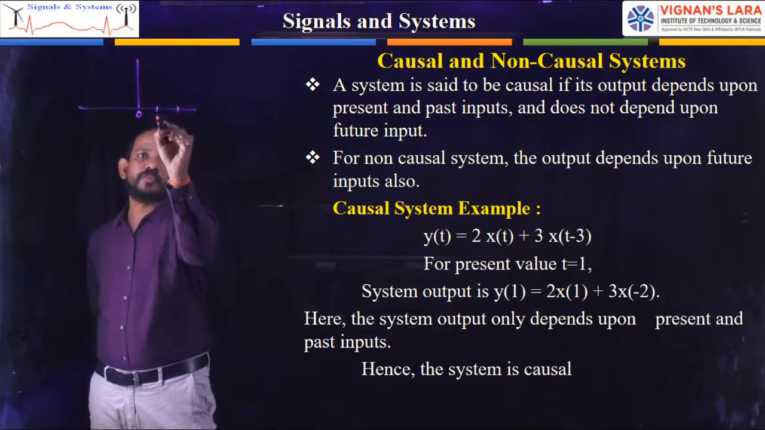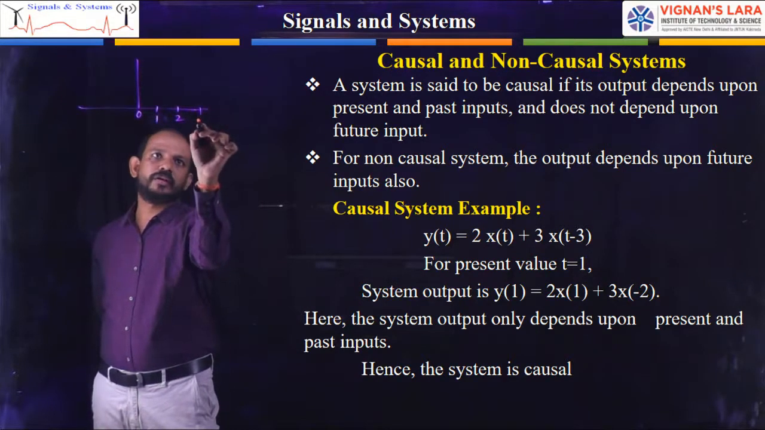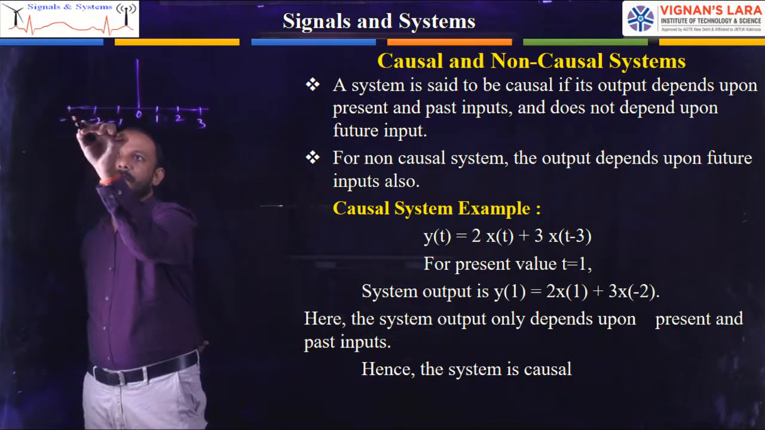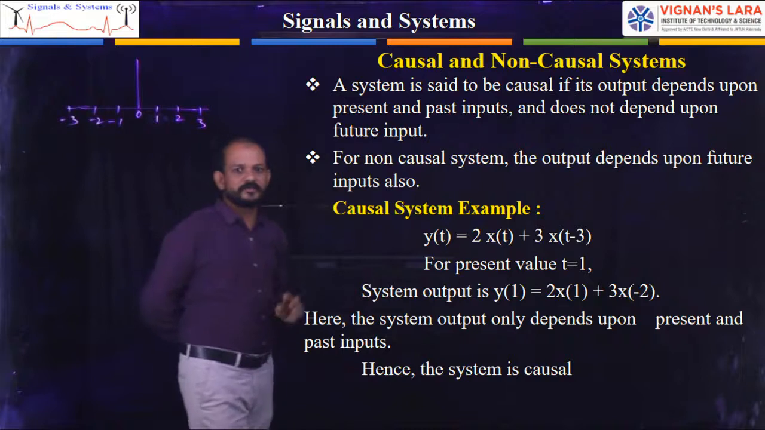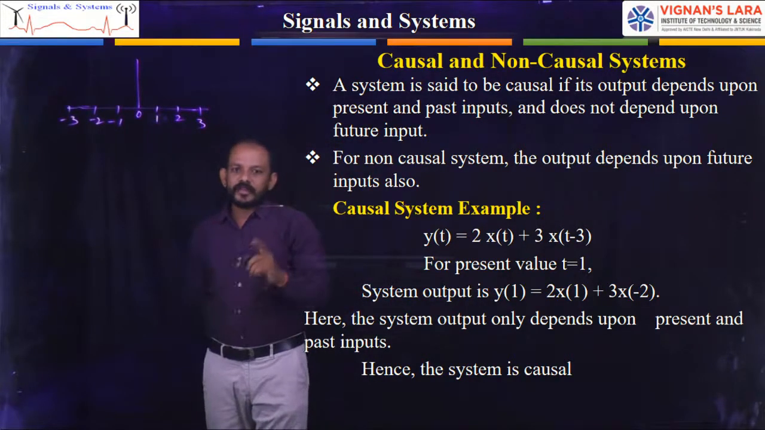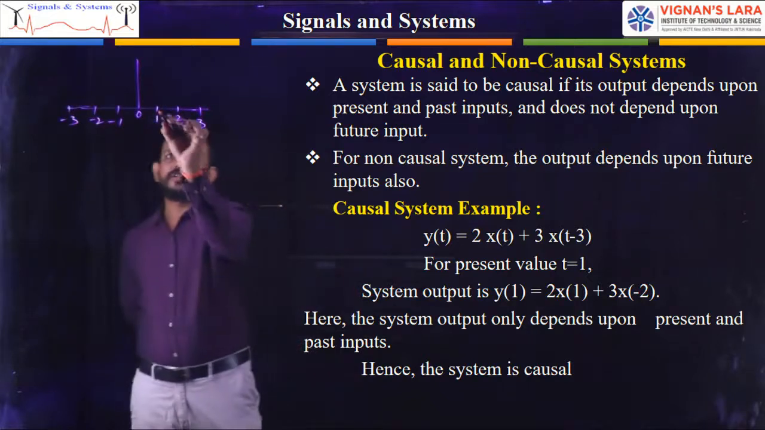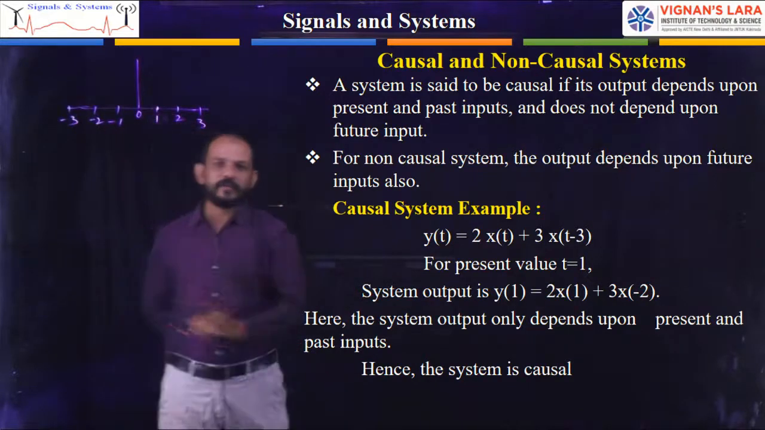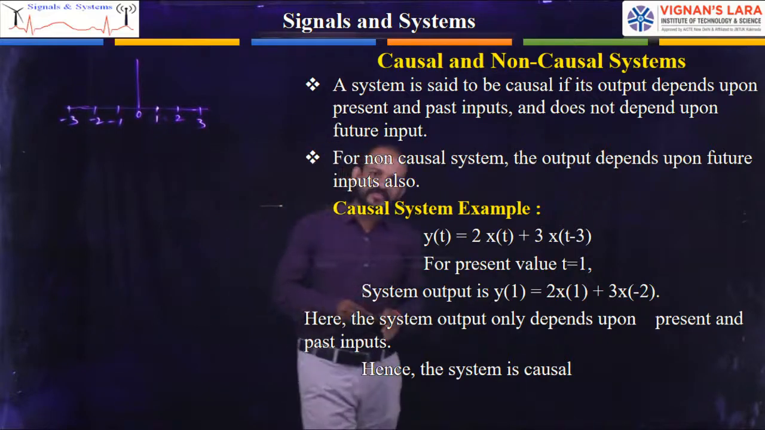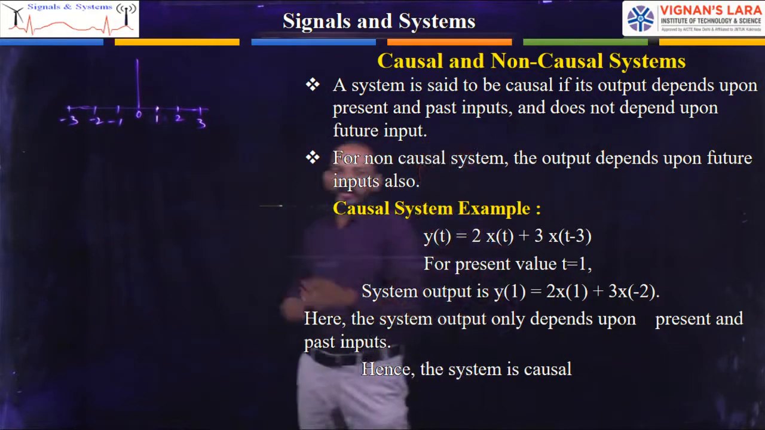0, next 1, 2, 3, minus 1, minus 2, minus 3, minus 1, minus 2, minus 3. See there the system output is y of 1. So here y of 1, because I consider the first second, t equal to 1.